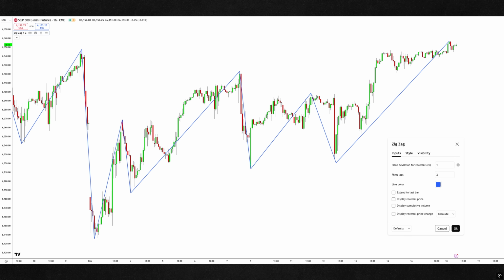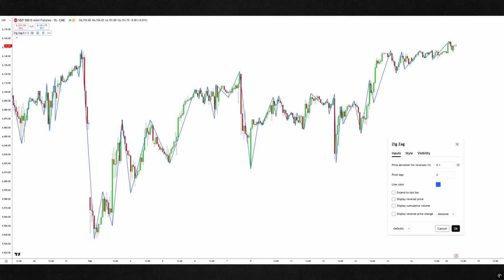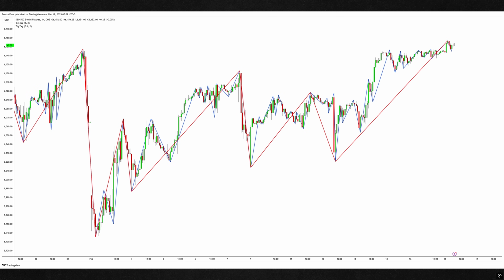If you change the price deviation for reversals to 0.5, the indicator will highlight smaller structure, and if you change it to 0.1, it will show even smaller structure. You get the idea. You can also plot two zigzag indicators, one for major structure and another for minor structure, like you can see here.